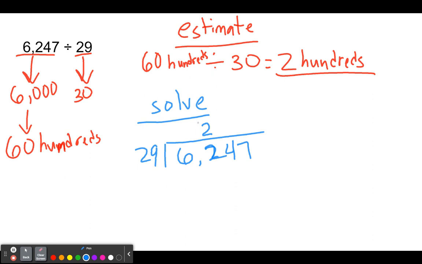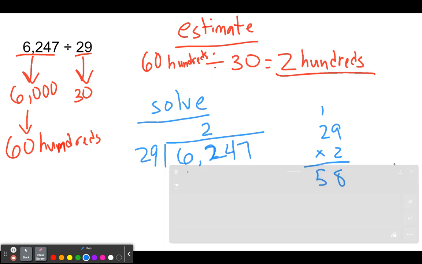We're going to take 29 and multiply that by 2, or 29 plus 29. So 9 times 2 is 18. We're going to take those tens. Now we're going to multiply 2 tens by 2, which is 4 plus 1 more, which is going to give us 58. So now we have 58.